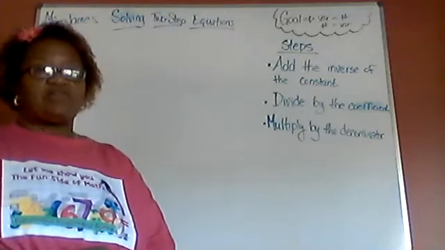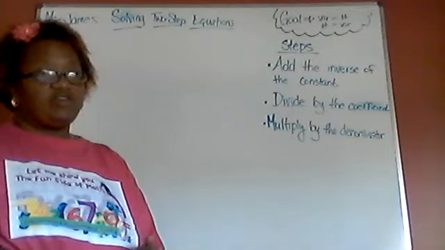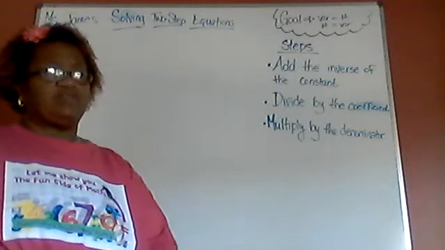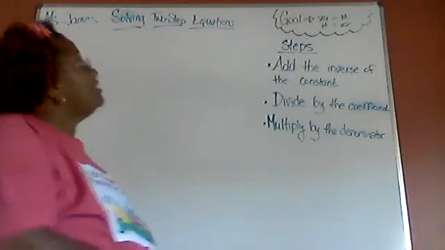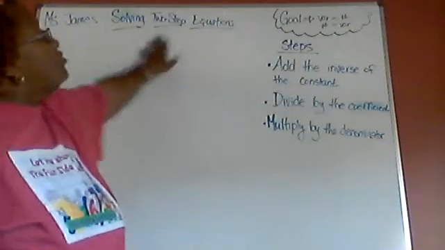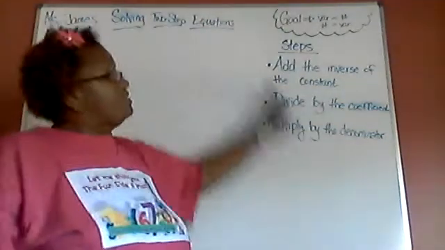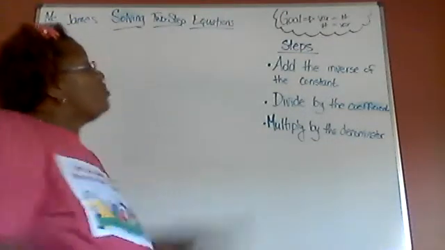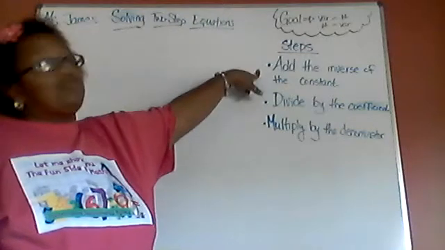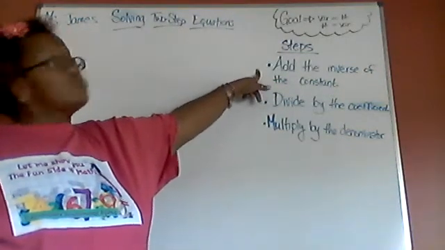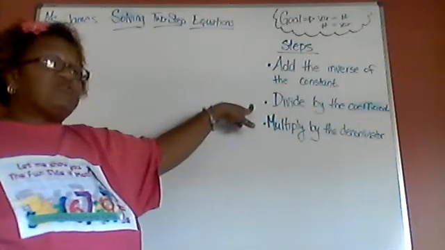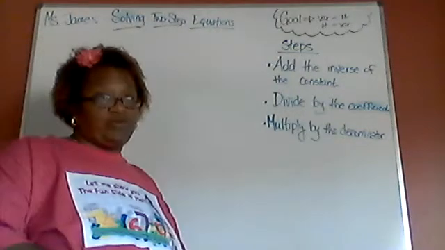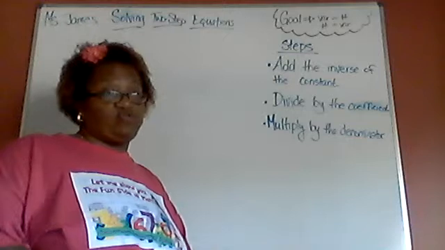And in my prior videos, I did solving one-step multiplication equations, one-step subtraction equations, one-step addition equations, and one-step division equations. So today, what we're going to see in this video is solving two-step equations. And what I've done here is I've put the steps over here to the side to remind you of what steps you can use. For add the inverse of the constant, we use that in addition and subtraction equations. For divide by the coefficient, we use this in multiplication equations, and multiply by the denominator, we use that in division equations. So today we're going to have a combination of the two operations.